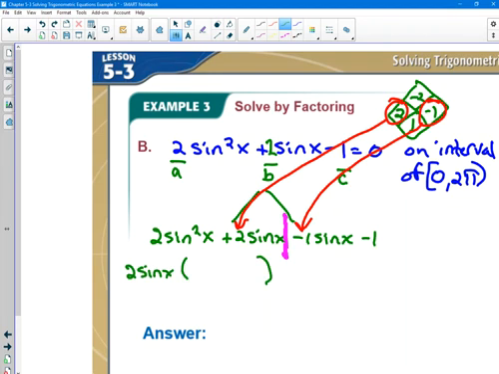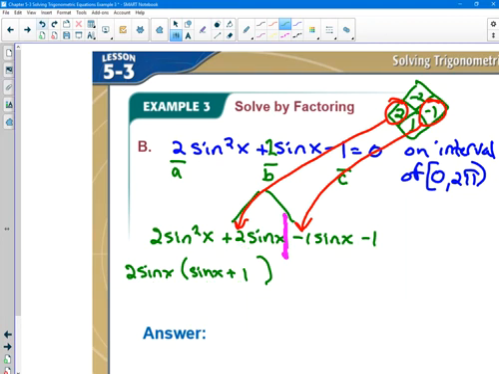And what's left inside? Well, 2 sine x times sine x equals 2 sine squared x. And 2 sine x times 1 equals 2 sine x. So if I did this backwards, if I wanted to, I could go 2 sine x times sine x, and that would equal that. And I could go 2 sine x times 1, and that would equal that. So we don't need those marks. I'm just going to get rid of them, but that's to show you where we are. Okay.